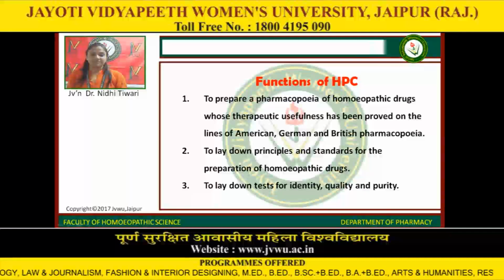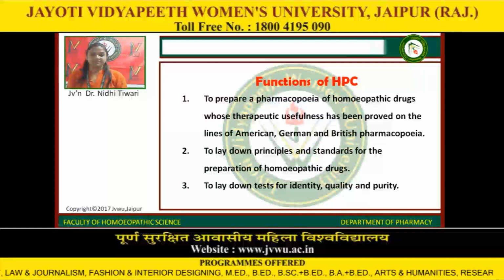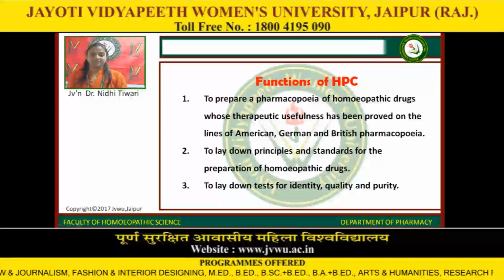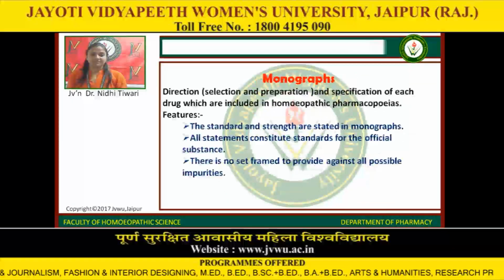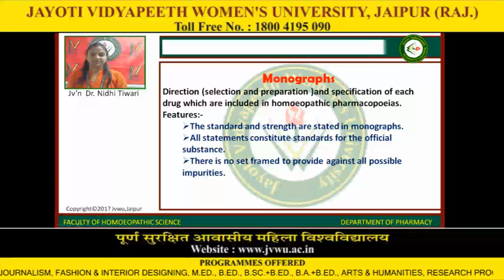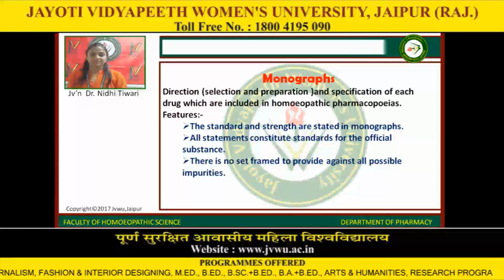Functions of HPC: to prepare pharmacopoeia of homeopathic drugs whose therapeutic usefulness has been proved, on the lines of American, German and British pharmacopoeia; to lay down principles and standards for the preparation of homeopathic drugs; to lay down tests for identity, quality and purity. Monographs. What are monographs? They are the direction and specification of each drug which is included in the homeopathic pharmacopoeia. What are the features of monographs? The standard and strength are stated in monographs. All statements constitute standards for the official substance. There is no set frame to provide against all possible impurities.